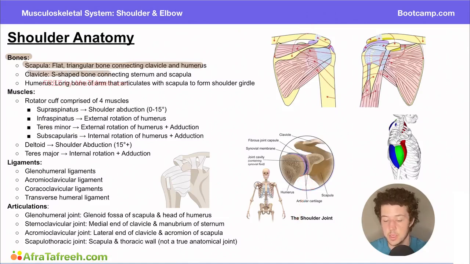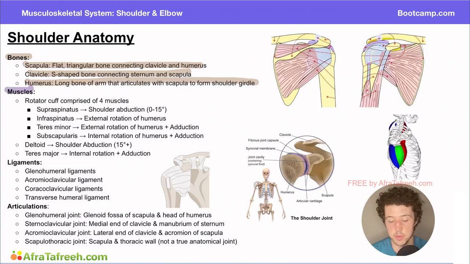The clavicle will be the S-shaped bone connecting your sternum and scapula, and this is a really important connection because it's actually what anchors your shoulder to the axial skeleton. And of course, the humerus will be the long bone of the arm that will articulate with the scapula to form the shoulder girdle, as we can see in this close-up right here.